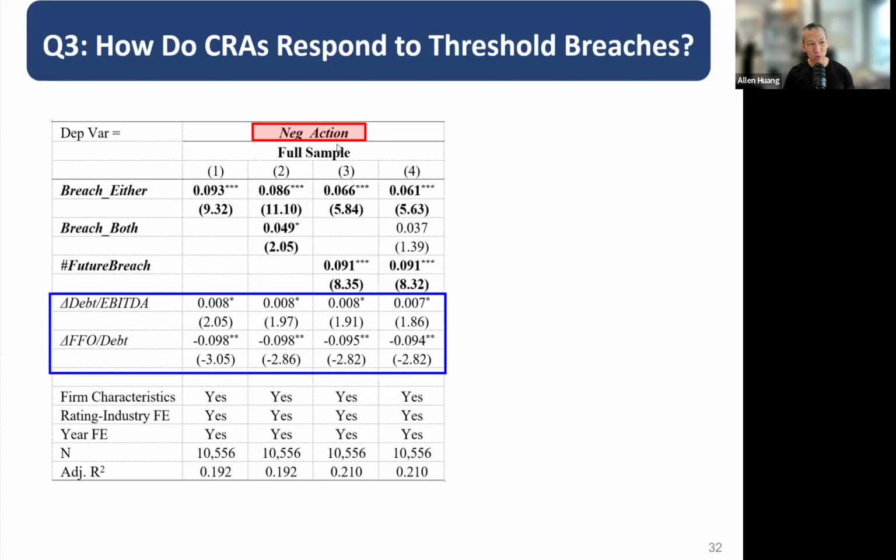breaching the thresholds significantly increases the chance of negative rating actions. And importantly, it's not just breaching the thresholds this year, but also breaching the thresholds in the future years as well. So the threshold over here, even though it's a soft ratio, at least carries some teeth. The credit rating agencies do follow through in some cases when the firms breach their thresholds and take negative actions.